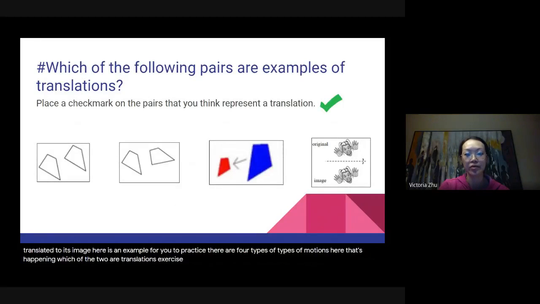Here's an exercise for you. Among the four representations of movements, which ones are translations? Place a check mark on ones that you think are translations. And go ahead and pause the video.